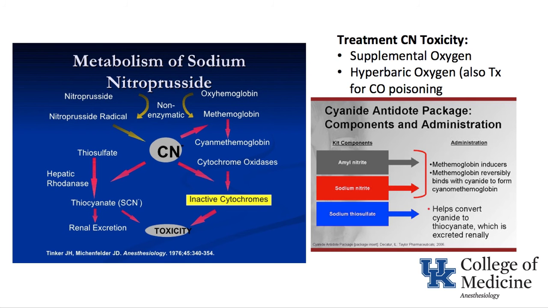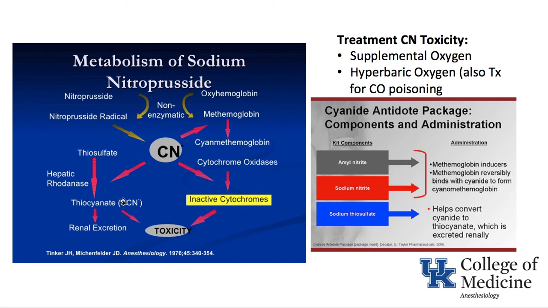This graphic on the left is to show the metabolism of sodium nitroprusside, and you can see here that nitroprusside generates cyanide. Cyanide can be gotten rid of from the body several ways. 1, in the liver, in the presence of hepatic rhodanese, a thiol or sulfur molecule can be added to the cyanide, forming thiocyanate. And if you have good kidneys, you can excrete it. If you don't have good kidneys, it can build up and cause a toxicity in and of itself.